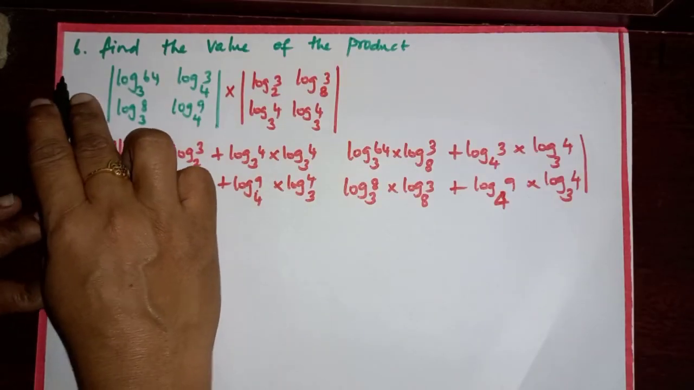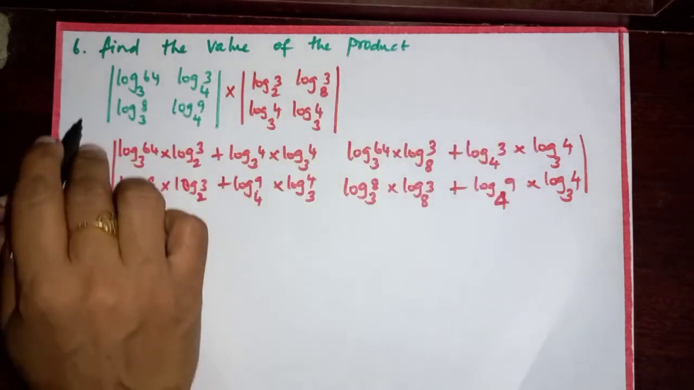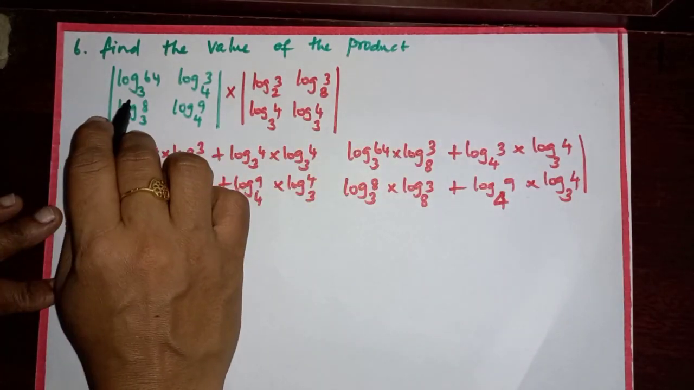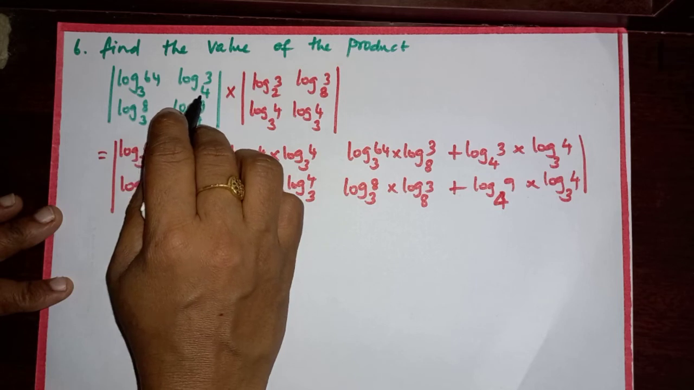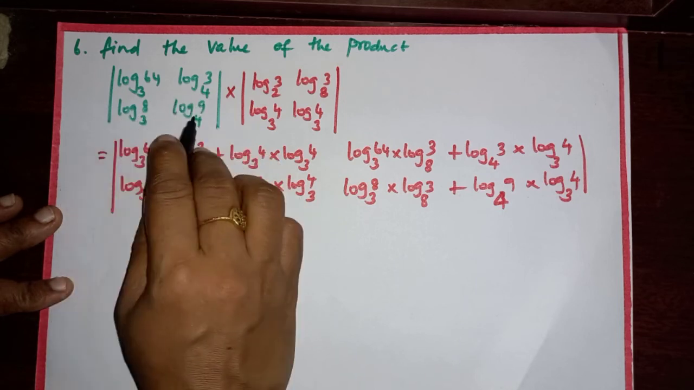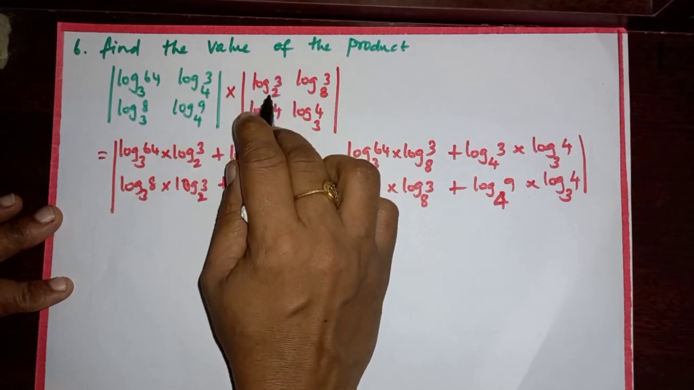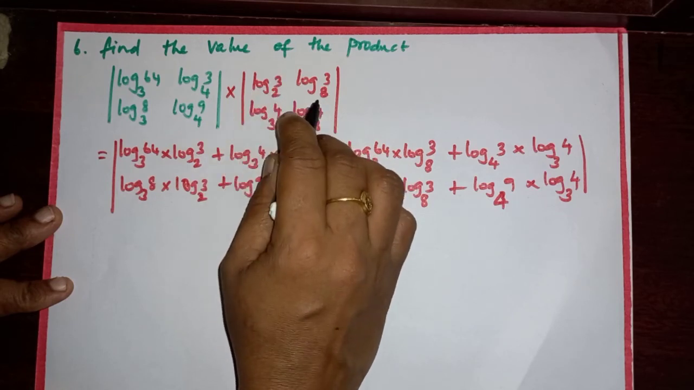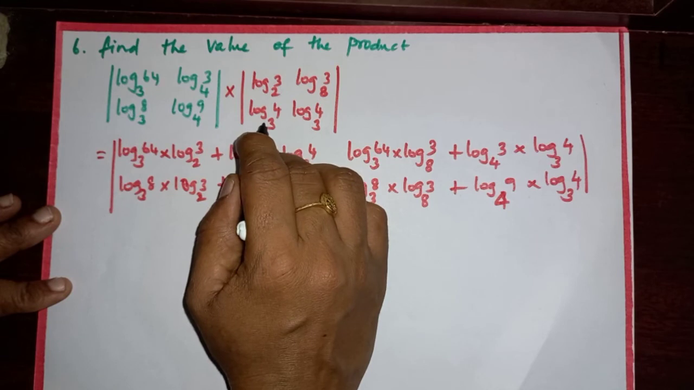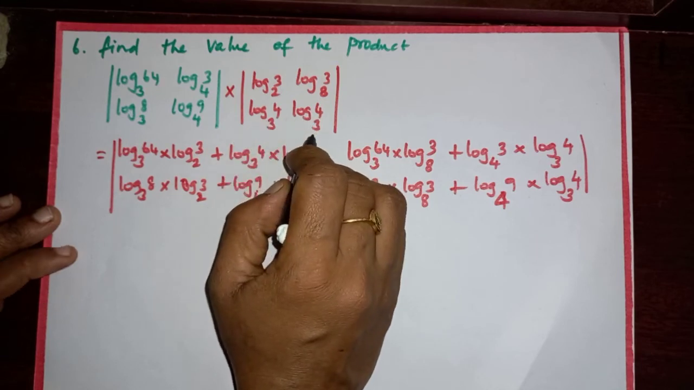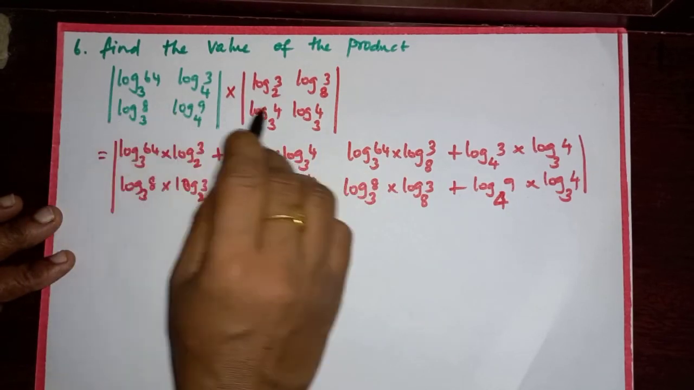Question number 6. Find the value of the product. First determinant we have log 64 with base 3, log 3 with base 4, log 8 with base 3, log 9 with base 4, into second determinant log 3 with base 2, log 3 with base 8, log 4 with base 3, log 4 with base 3. Now we are going to find the product of these two determinants.